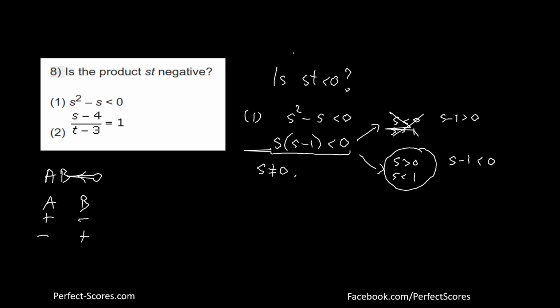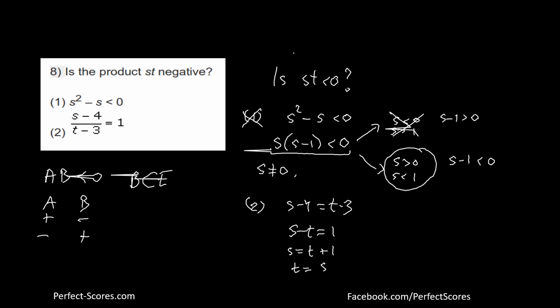But I don't know anything about T. So this is insufficient. So the answer is either option B, C, or E. Let's look at statement 2. It says S minus 4 is equal to T minus 3. It says S minus T is equal to 1, or basically S is equal to T plus 1, or T is equal to S minus 1. Is this statement itself insufficient? Why? Because it just says that S and T are consecutive integers. That is the only thing it tells me. So let me think about that.